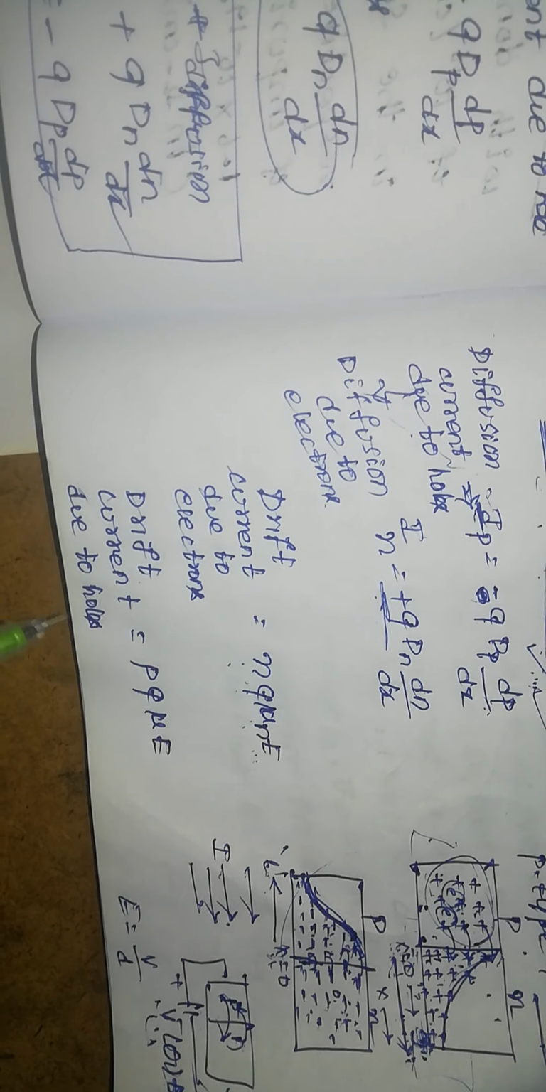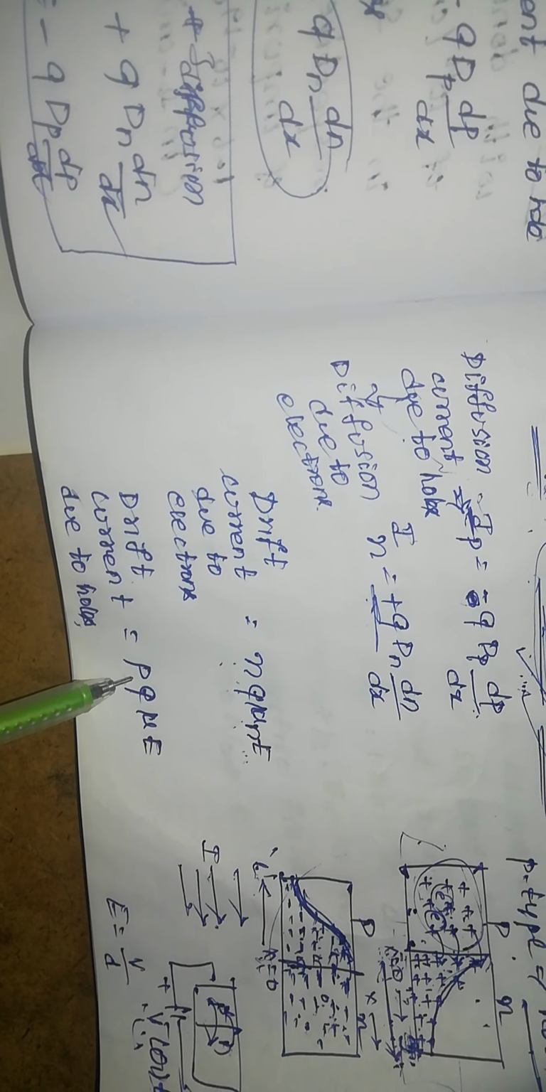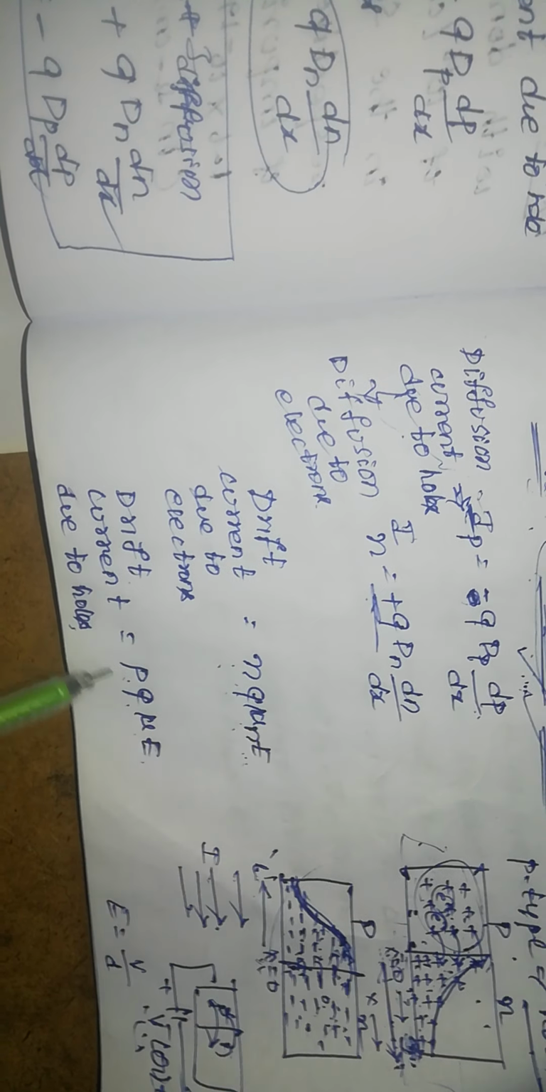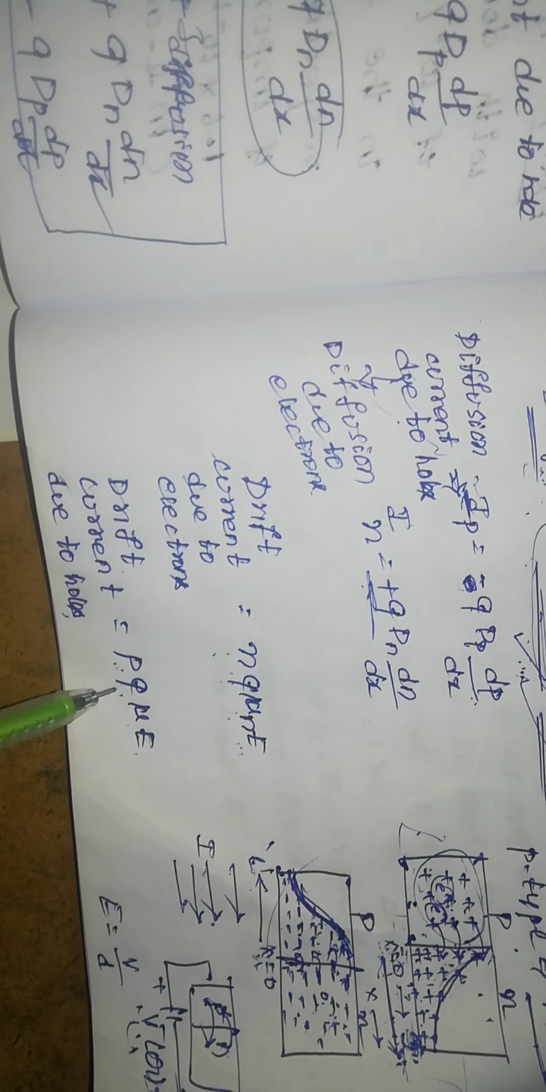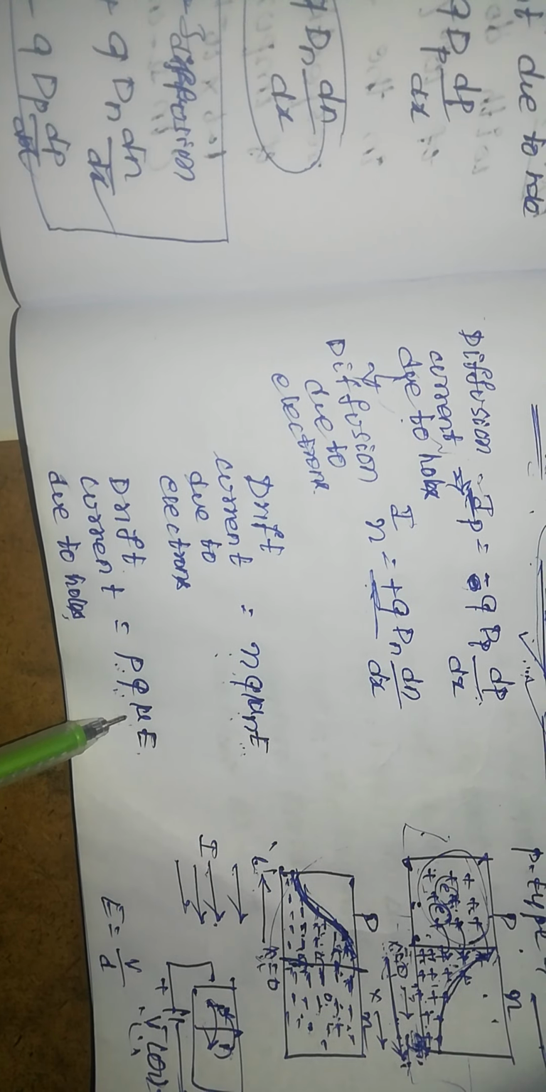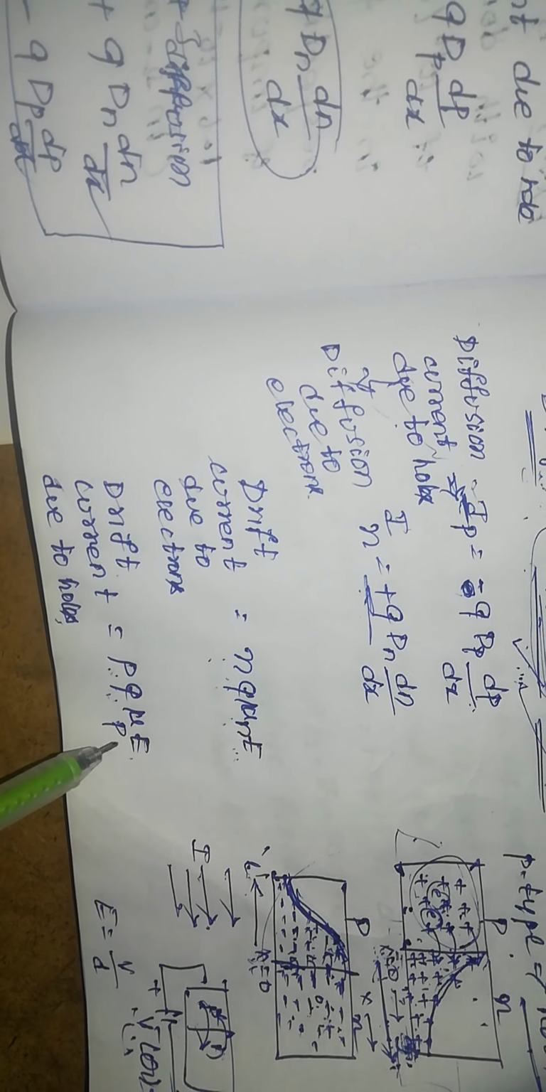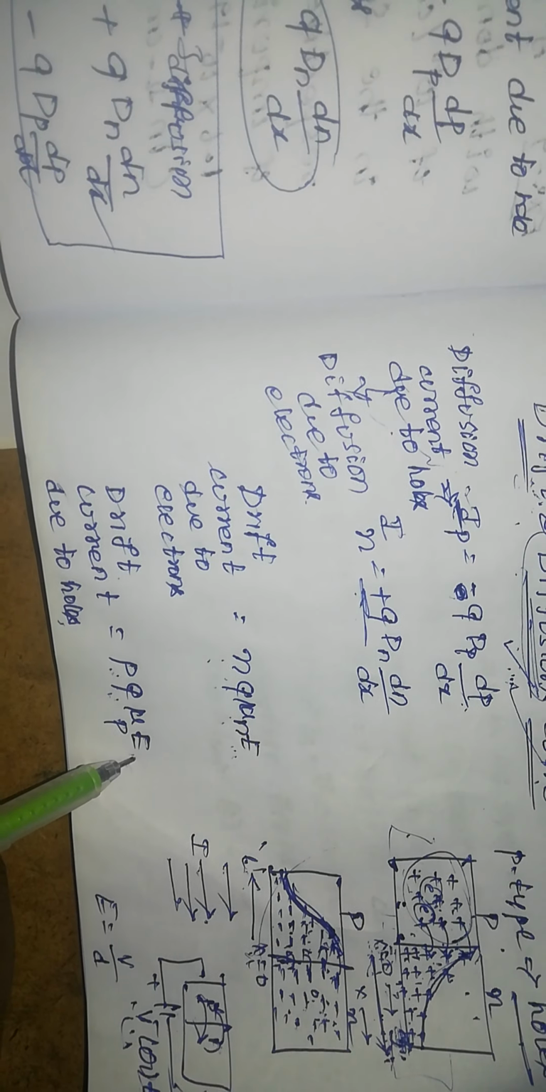Similarly, the drift current due to holes is equal to P Q mu p into E, where P is the number of holes, Q is the charge of the hole, mu p is the mobility of holes, and E is the applied electric field.